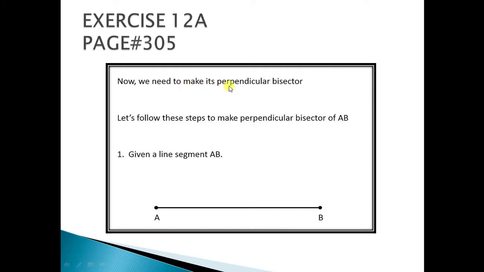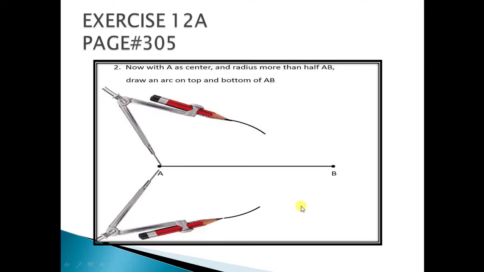Now we need to make its perpendicular bisector. Let's follow these steps to make a perpendicular bisector of AB. We have a first point. Given a line segment AB, here we have a line. This point is A and this point is B. Now we have a second point. Now with A as center, this arc, and radius more than half of AB, draw an arc on top and bottom of AB, this one. Now draw an arc here and an arc here.